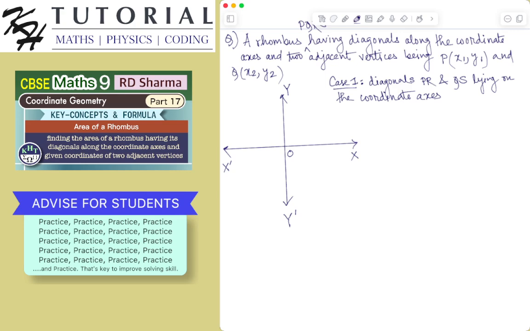Now we will consider two cases, where in the first case the diagonals of the rhombus will actually lie on the coordinate axis, which means that definitely the origin O will be the point of intersection of the diagonals of the rhombus. So PQRS is the rhombus, and the coordinates of the two adjacent vertices P and Q are given, where the coordinates of point P are x1, y1, and the coordinates of the point Q are x2, y2.